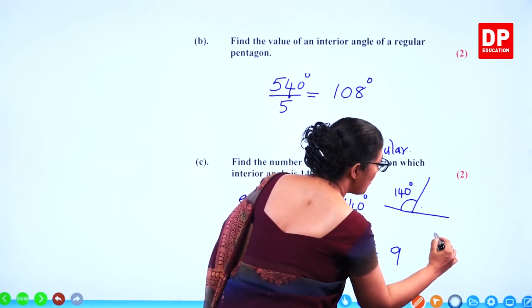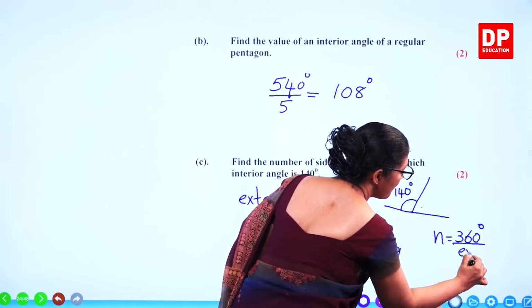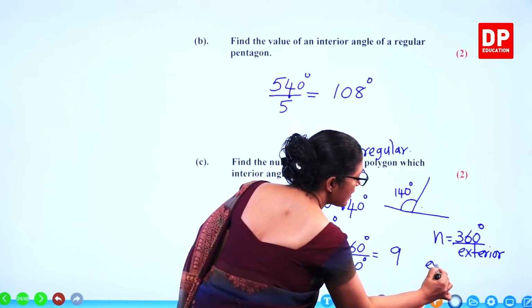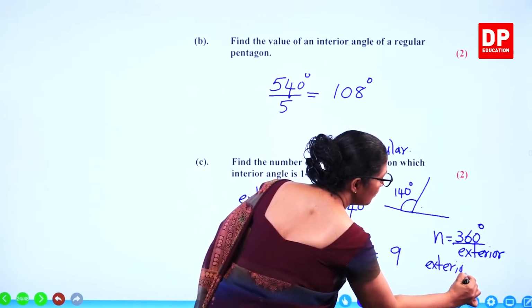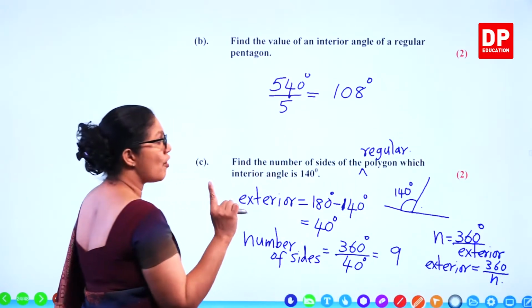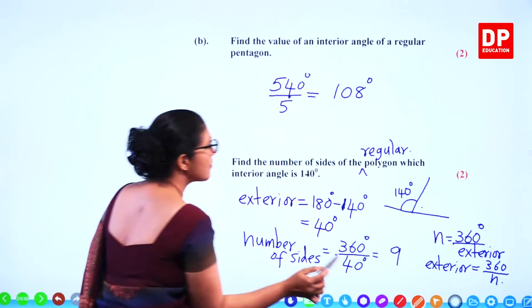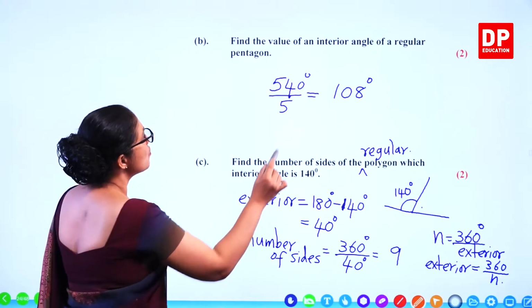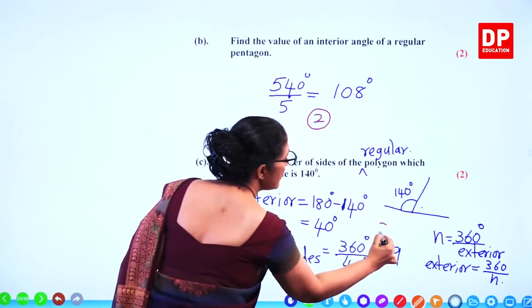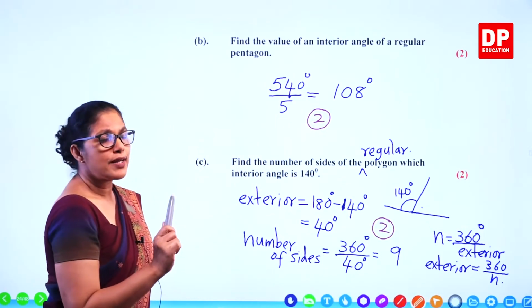So remember that formula, n equals 360 divided by exterior angle. Or the other way around, you can write exterior angle is equal to 360 divided by n for a regular polygon. So you get 2 marks for this, and here also 2 marks for finding the number of sides. What do you call this? It's a nonagon.